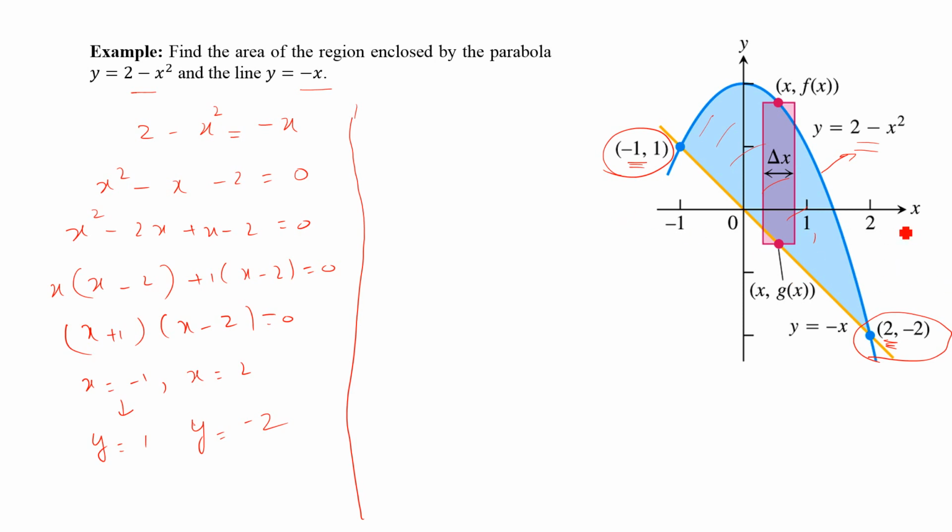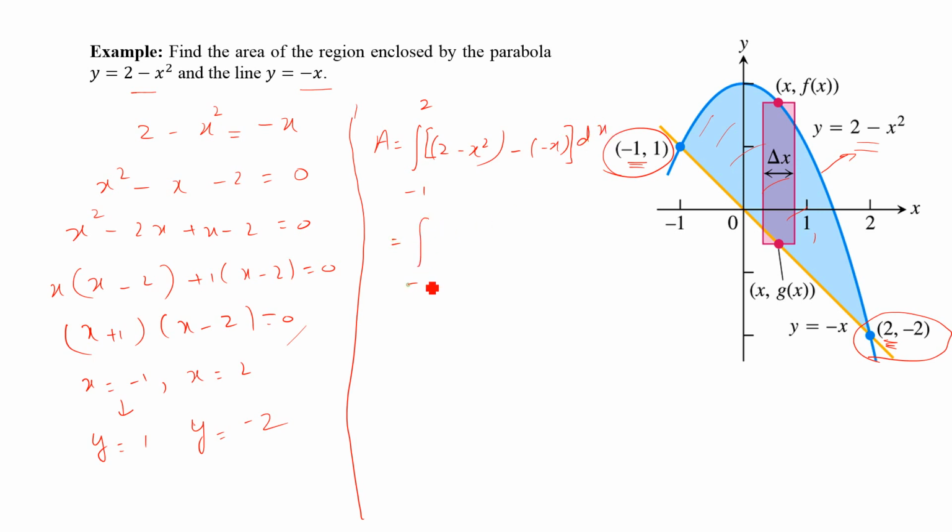So we have to integrate from minus 1 to 2, upper curve minus lower curve. The upper curve is 2 minus x squared. The lower curve is minus x. So the area is the integral over x from minus 1 to 2 of 2 minus x square minus minus x, dx. So this is the area.